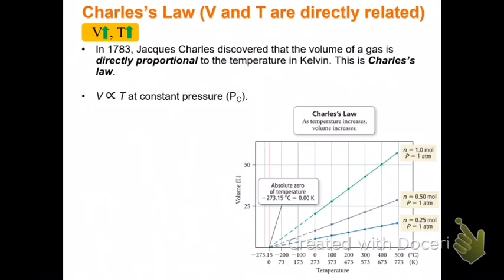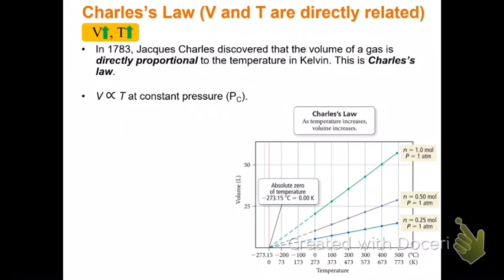All right, so the next law after Boyle's law is Charles's law. And Charles's law basically relates volume and temperature. According to his law, they are directly related, volume and temperature. He discovered that the volume of a gas is directly proportional to the temperature in Kelvin. Okay, so the unit has to be in Kelvin.